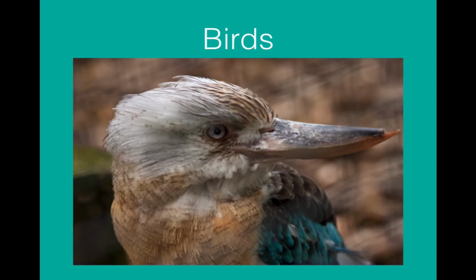Birds, such as this kookaburra, have feathers over their body and scales on their legs. They have a beak. They are internally fertilized and they lay hard-shelled eggs. Again, they're homeothermic, so they can maintain their own body temperature.